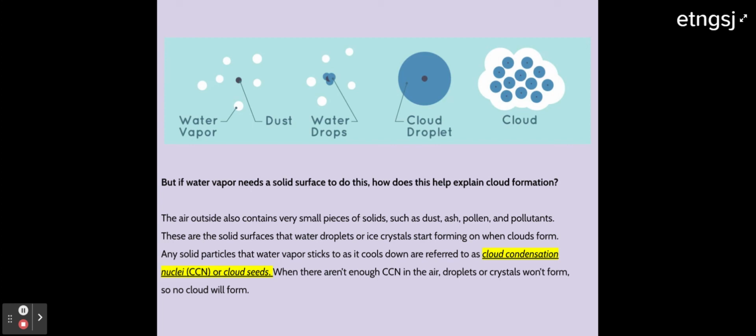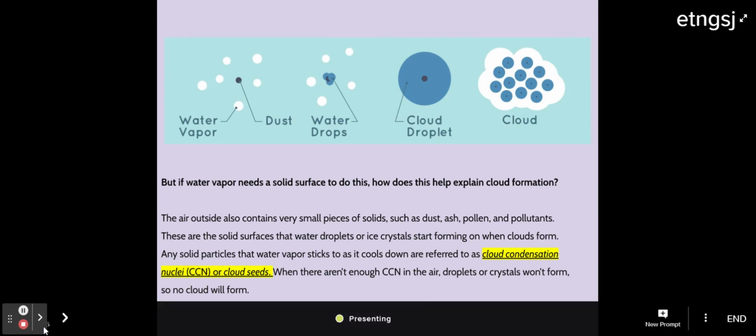When there aren't enough CCN in the air, droplets or crystals won't form. So no cloud will form, and that could be a problem. So I want you to look at the top and see the little particle of dust, and you've got water vapor, and the water vapor starts to stick to that seed, to that dust, and then it's a liquid again, right? So then put a bunch of those together and you have a cloud. So those are what absorb the sun's light and reflect the sun's light, and that's why we can see a cloud. Without the seeds, we would not see the cloud. We cannot see the humidity in the air unless it's sticking to something that is solid that we can see.